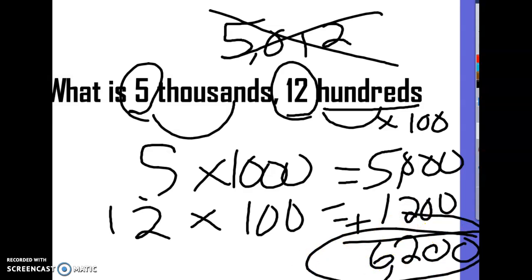See that big difference? This is not the answer. The answer is 6,200. When you take your benchmark assessment on Friday, you should be showing your work like this for all problems that look like this.